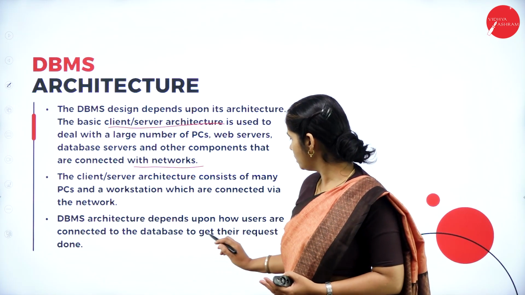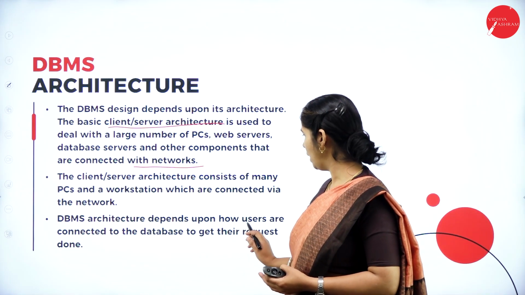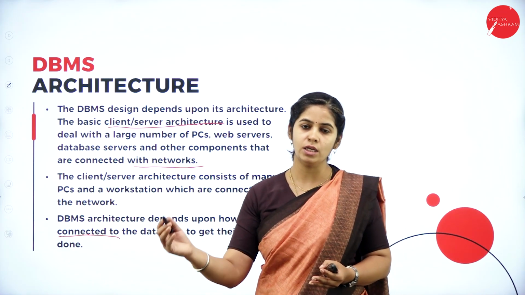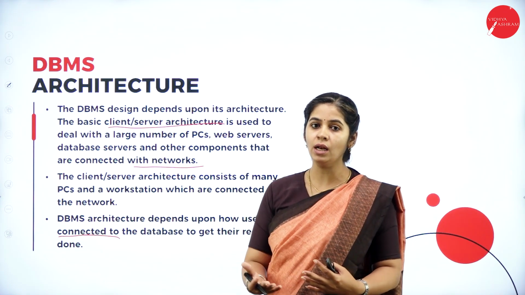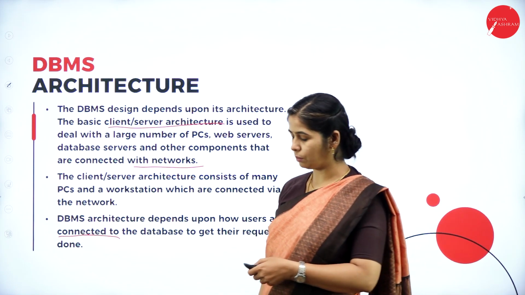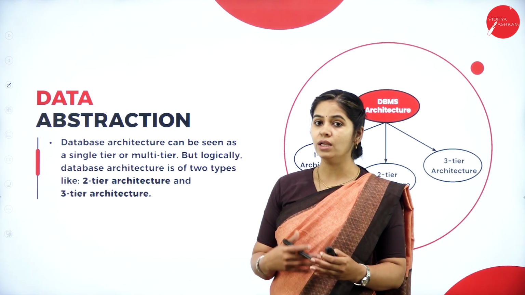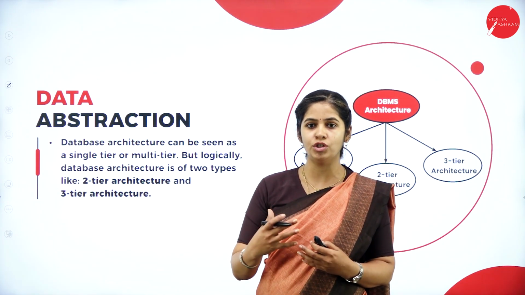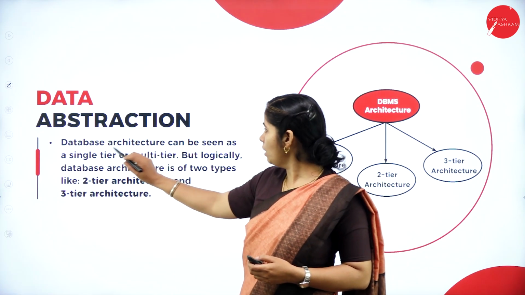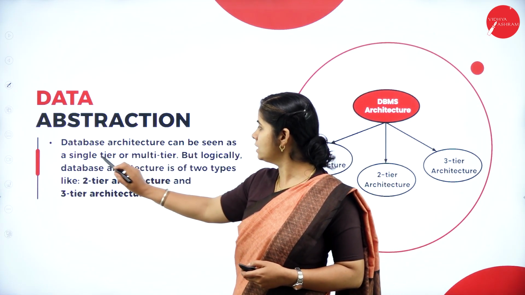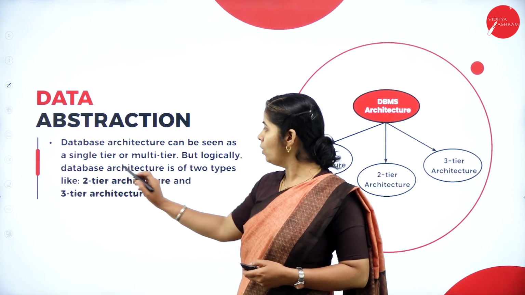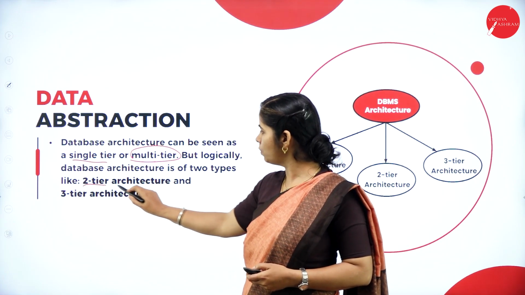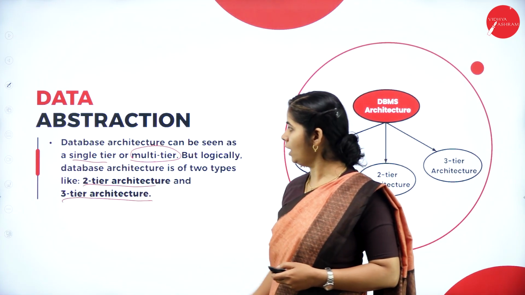Similarly, the request and relationship are based on the connection. We should have request and response, both connected, and then we can do something on the database. As we know, we are achieving abstraction, so we have to design an architecture such that we achieve data abstraction. Database architecture can be seen as single tier or multi-tier. In multi-tier, again we come across 2-tier and 3-tier architecture.